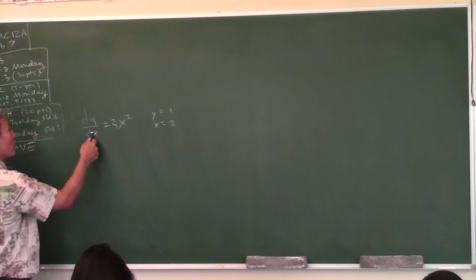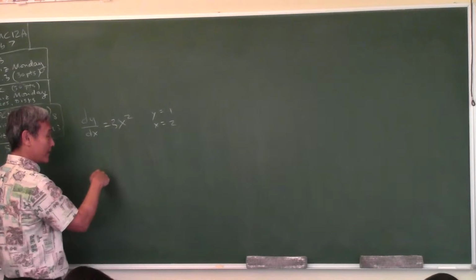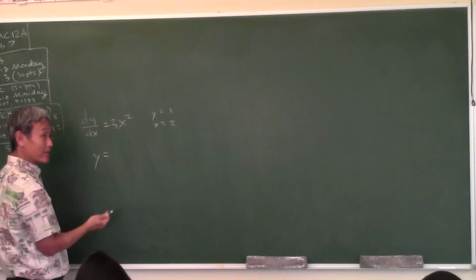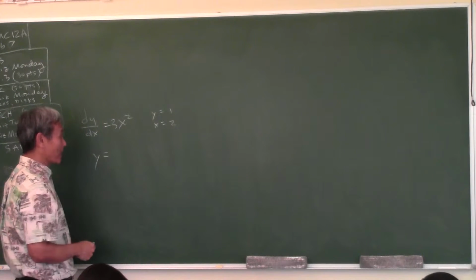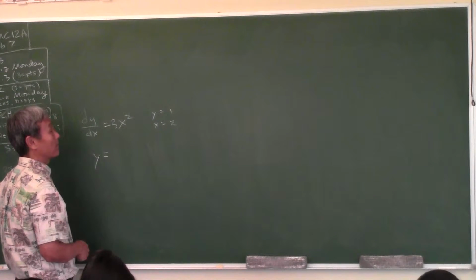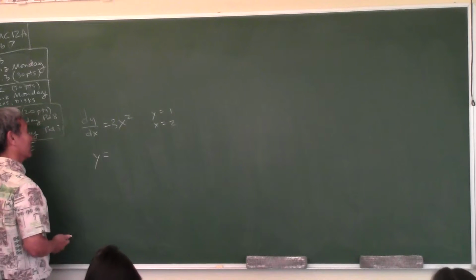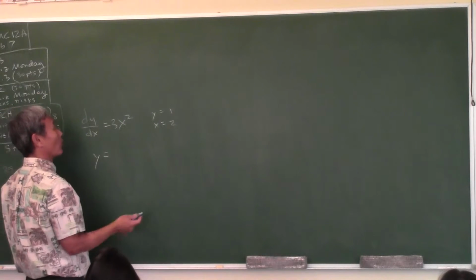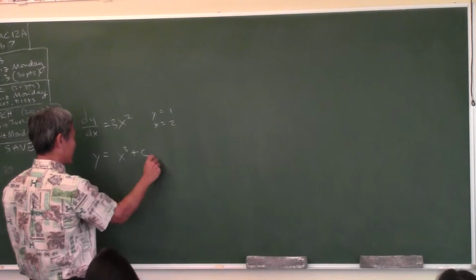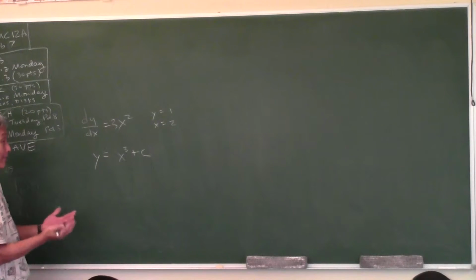Okay, so if you know the derivative, how do you find the original function? You just find the antiderivative, right? What's the antiderivative of 3x squared? Come on, easy. Make the power 1 bigger, put the 1/3 in the front, but it cancels the 3. So it's just x cubed plus c, right?